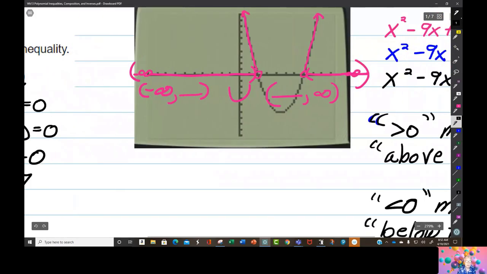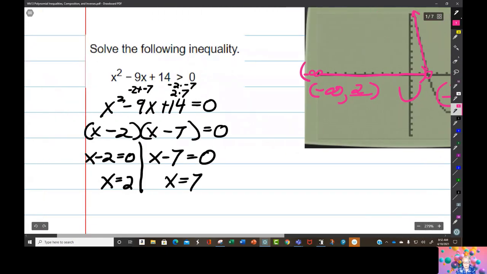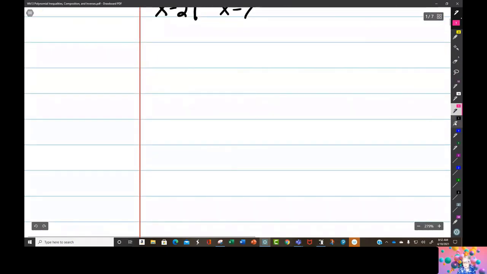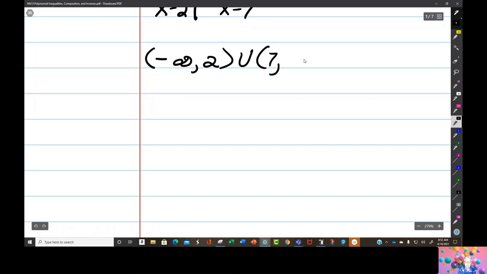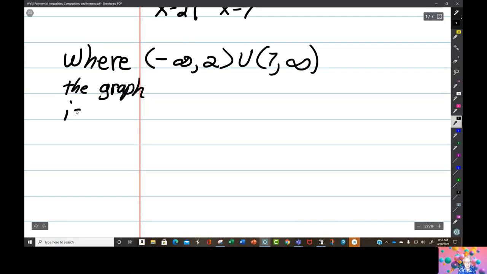That means 2 goes here and 7 goes here. And our solution is negative infinity to 2, unioned up with 7 to infinity. That is where the graph is above the x-axis.